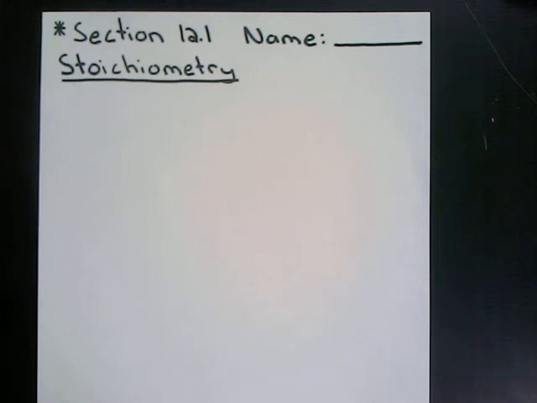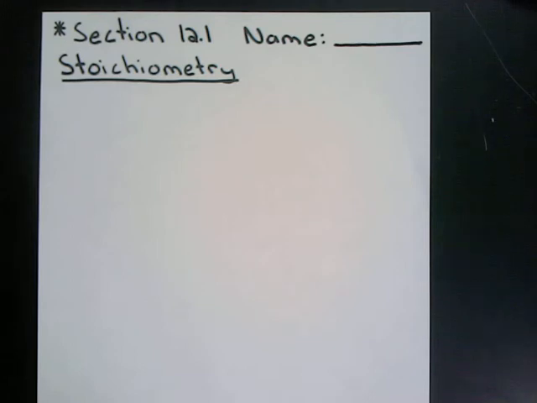Today what we're going to be discussing is section 12.1, which deals with the topic of stoichiometry. Before we get going into the details of this video, here are a couple of objectives I want you to be able to accomplish by the end of this lesson. Objective number 1, identify the quantitative relationships in a balanced chemical equation. And objective number 2, determine the mole ratio from a balanced chemical equation.